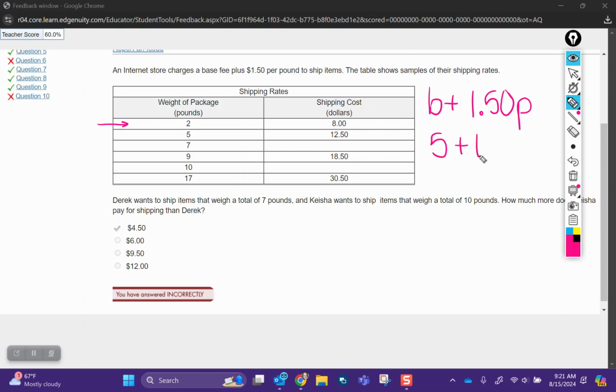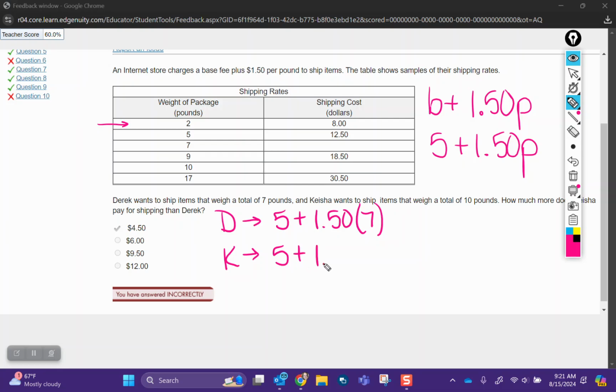We had to figure that out first, and we really could have used any of these that have a shipping cost listed, but the easiest one is the smallest one. So now we can look at Derek. Derek's going to pay $5 plus $1.50 times 7. Keisha is going to spend $5 plus $1.50 times 10. So now we need to calculate how much each of them paid and then find their difference.